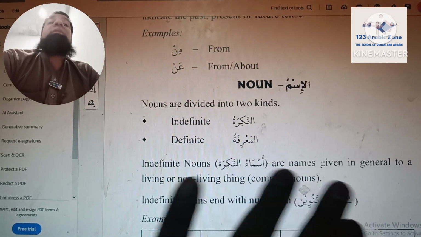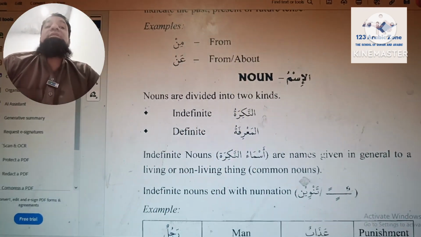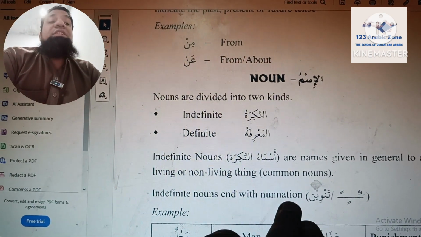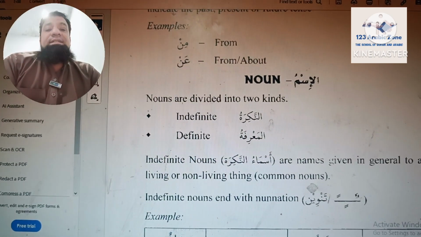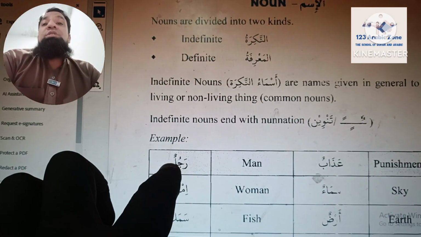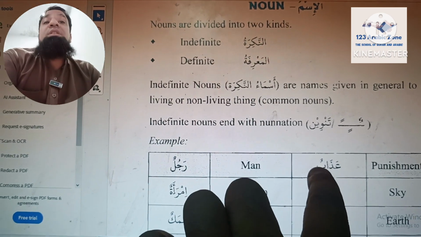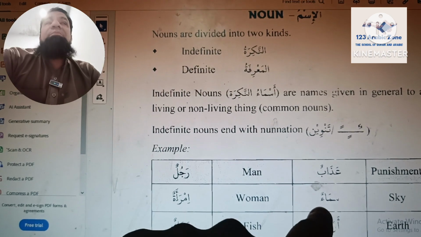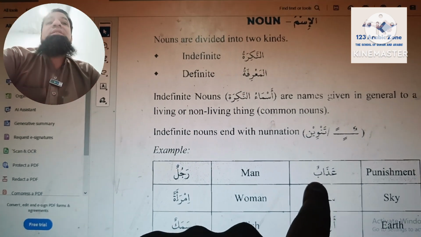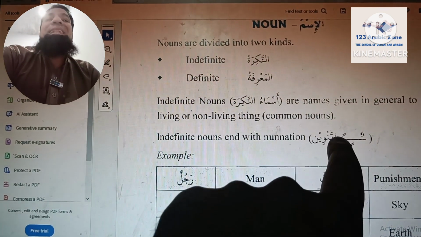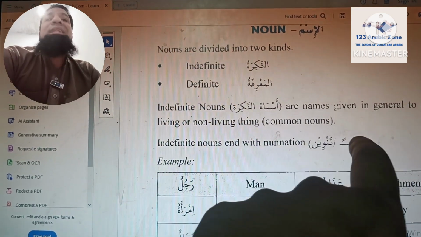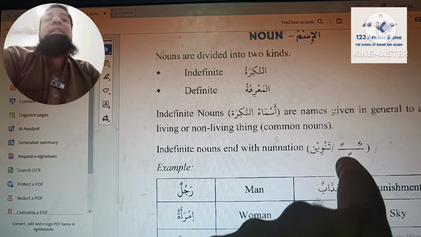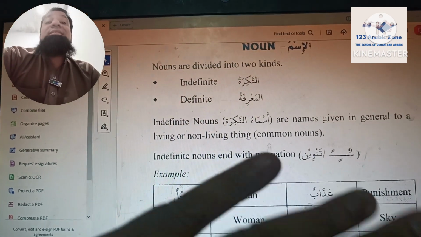non-living things, like common nouns. And indefinite nouns end with nunation, like this: rajulun, adabun, samaun. This is tanween. Tanween: dhamma, like bun; fatha, ban; kasra, bin. Adabun, adaban, adabin. These are the three kinds of tanween.